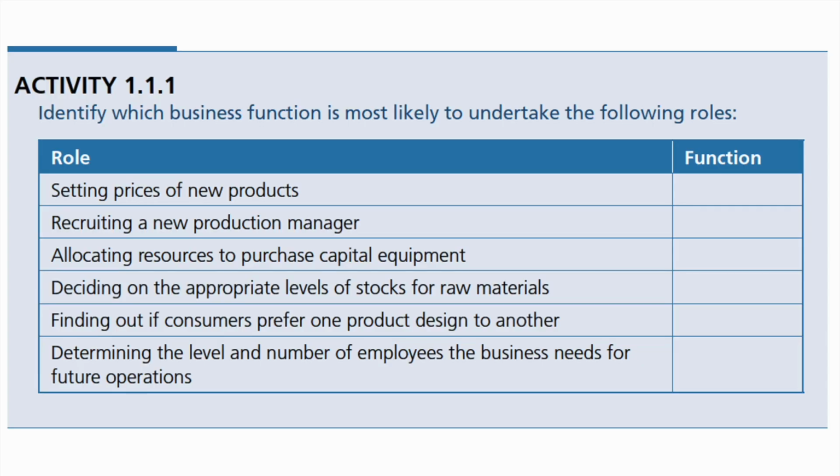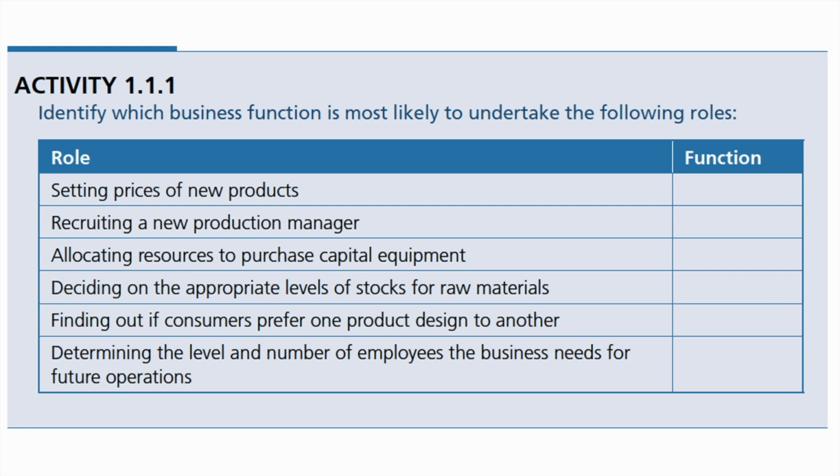And just to make sure, and it might be very similar to the previous exercise, but this one we could do together. Let's identify which business function is most likely to undertake the following roles. Setting prices of new products. Here you can say that it's going to be the marketing department, in combination with, for example, finance and accounts. They're going to cooperate to set the price for the new product.